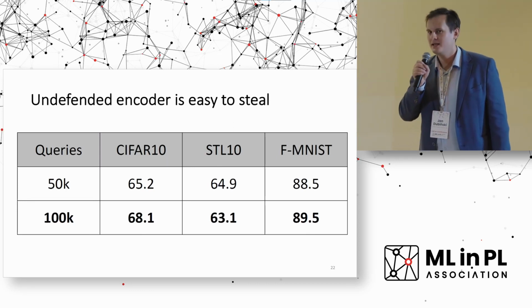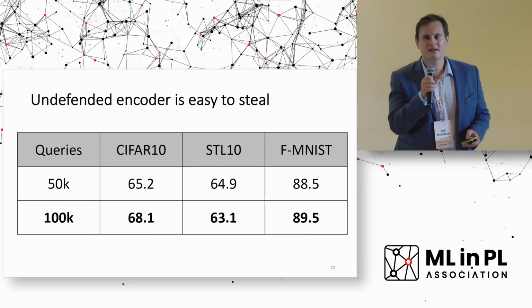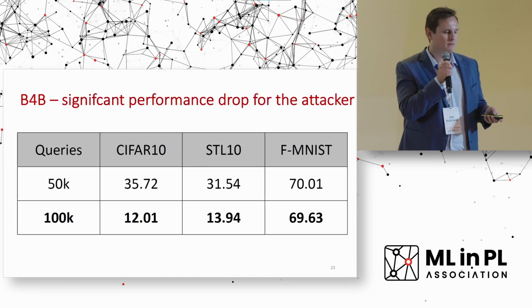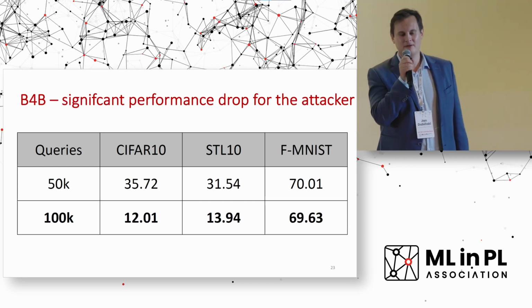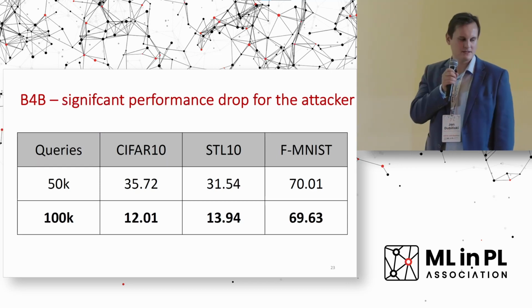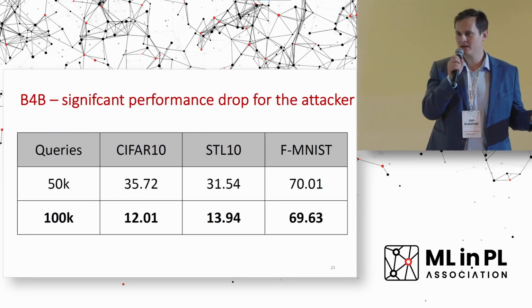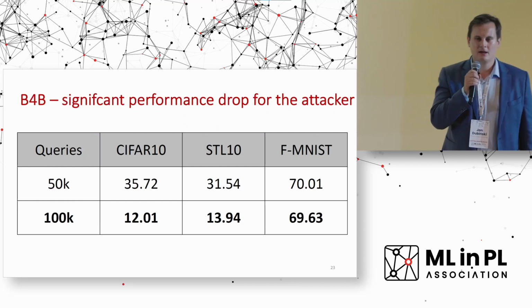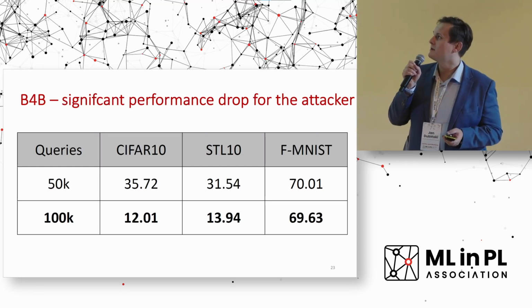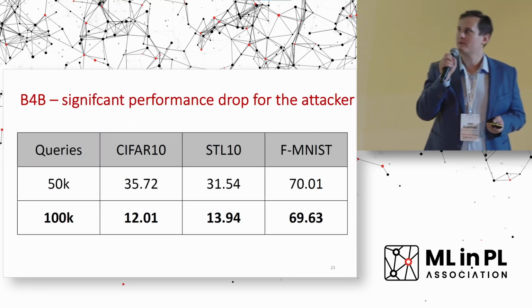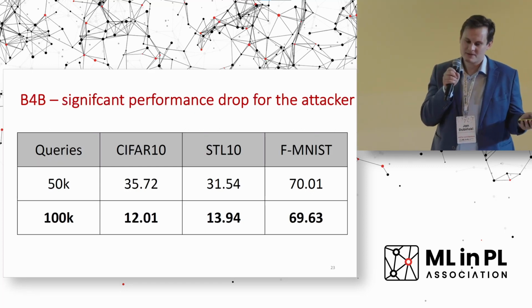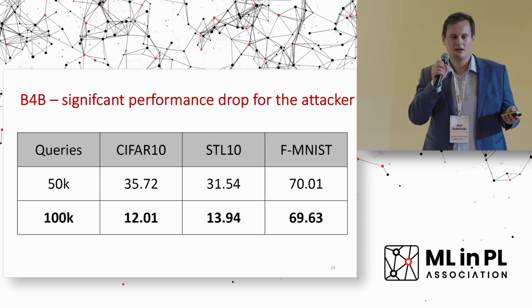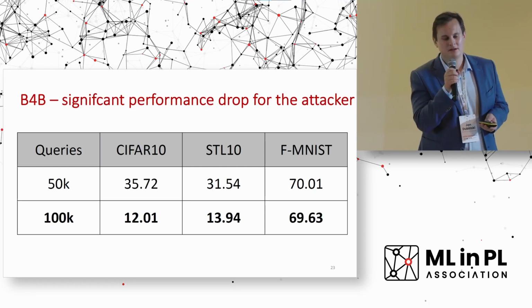Here we can also see that an undefended encoder is quite easy to steal. But when it's defended with B4B, the performance of the attacker drops significantly. And what's really important, the more queries they use, the worse performance they obtain. You see that the performance for 10 queries drops instead of increasing, as was the case for the undefended encoder.